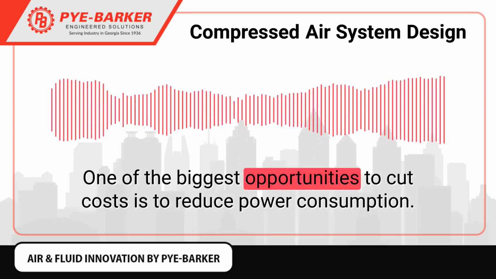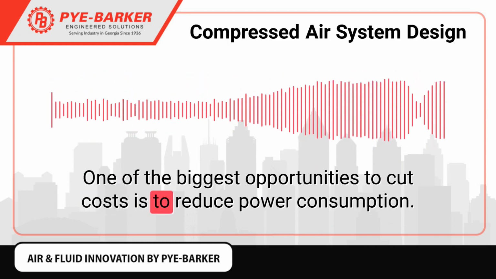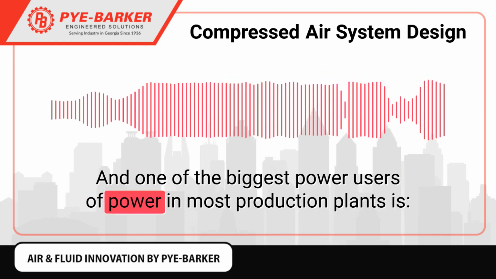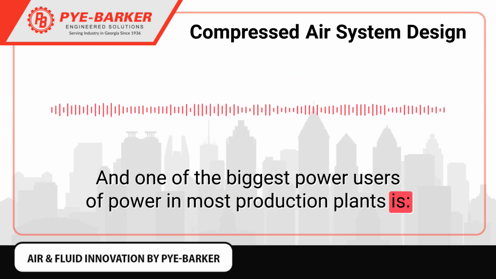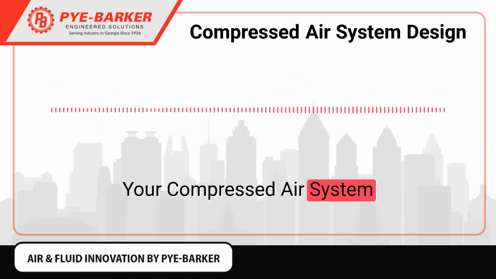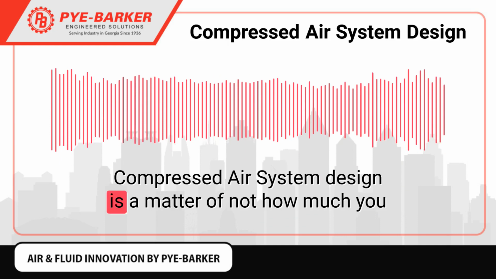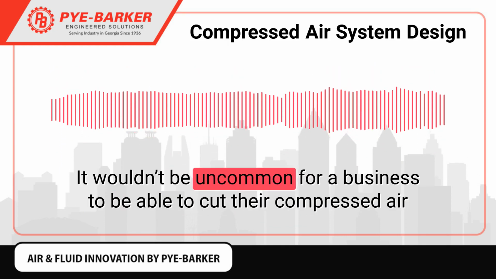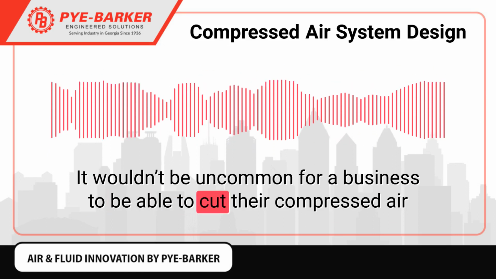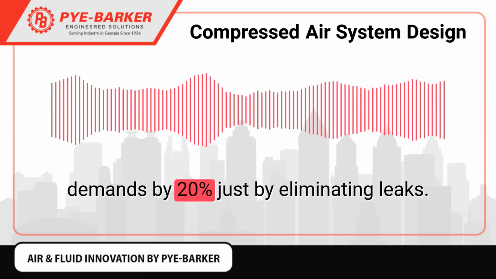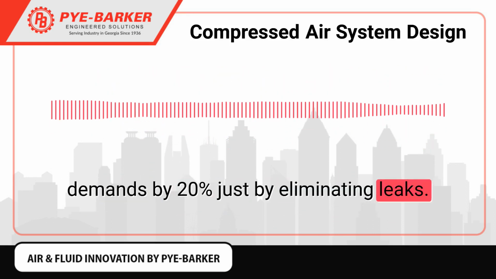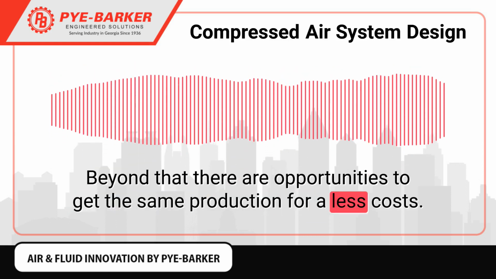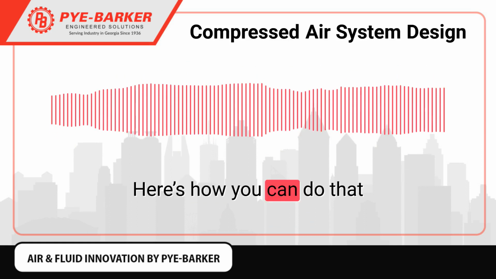One of the biggest opportunities to cut costs is to reduce power consumption. And one of the biggest users of power in most production plants is your compressed air system. Compressed air system design is a matter of not how much you have, but how well you use it. It wouldn't be uncommon for a business to be able to cut their compressed air demands by 20% just by eliminating leaks. Beyond that, there are opportunities to get the same production for less cost. Here's how you can do that.